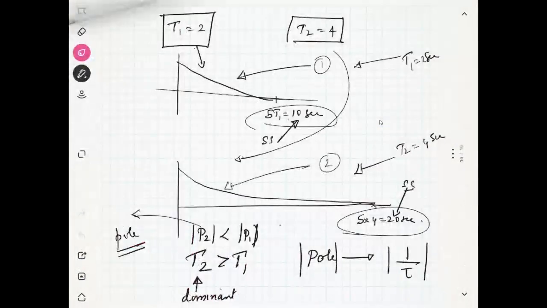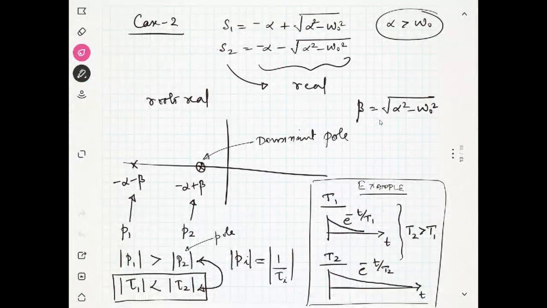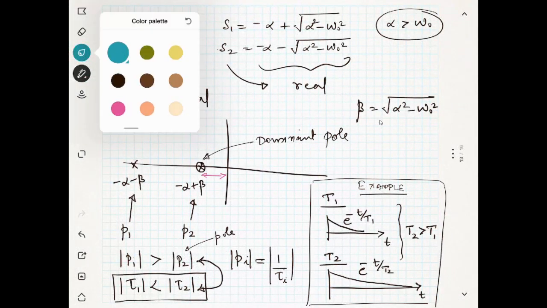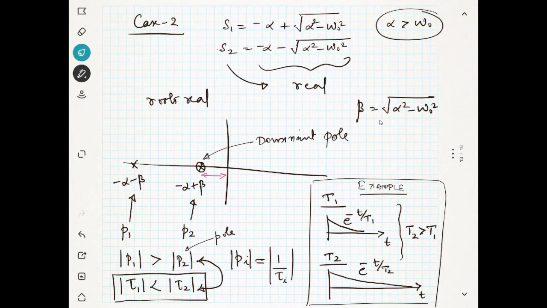So now you can see the magnitude is this much, the second pole has magnitude this much, and another pole has magnitude this much. So which pole has the very small magnitude, P1 or P2? P2, sir. Yes, P2.